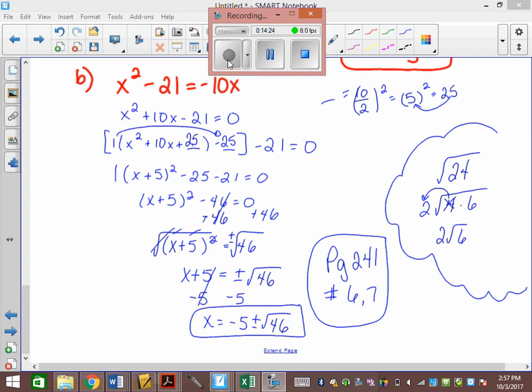So page 241, numbers 6 and 7. Tomorrow we're doing discriminant questions and some word problems, and we're starting a review. Okay?